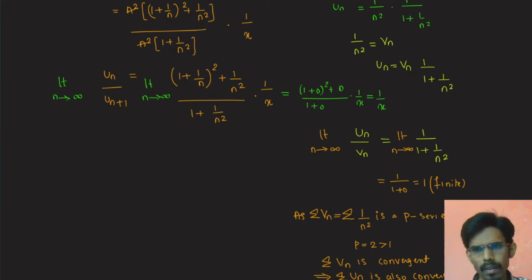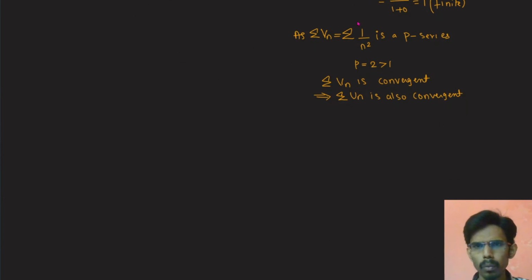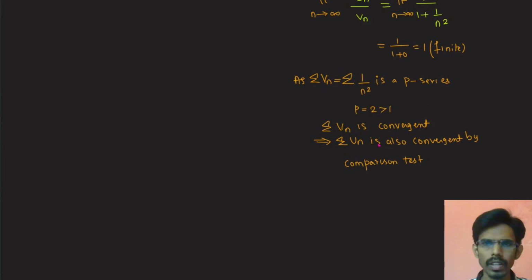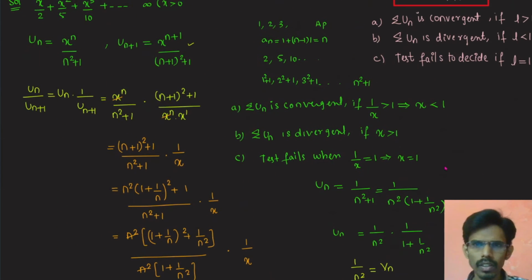Why? Because the comparison test says that both converge or diverge together, simultaneously. So here we modify this conclusion as: sigma un is convergent if x is less than or equal to 1, or divergent when x is greater than 1. So the conclusion will be like this.